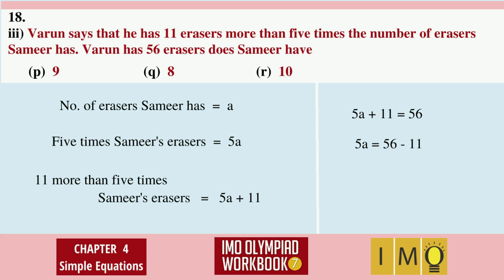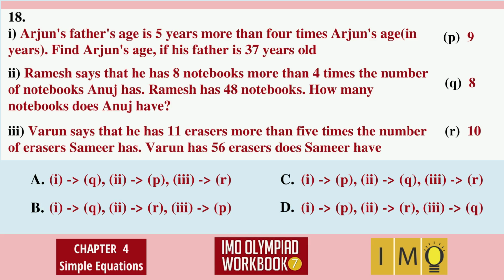5A is 56 minus 11, which is 45. So A is equal to 45 divided by 5, which is 9. So the right option for the third part is option P. So matching all of our answers, we get the right option to be option B.